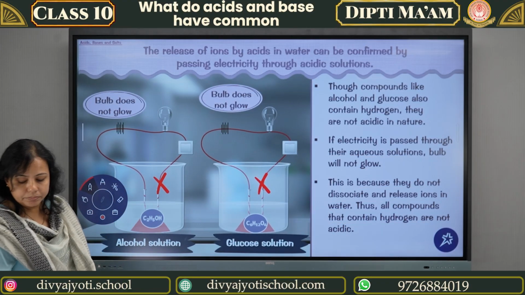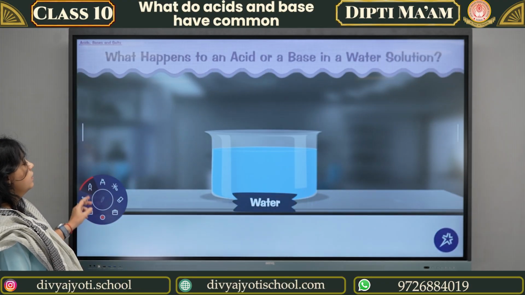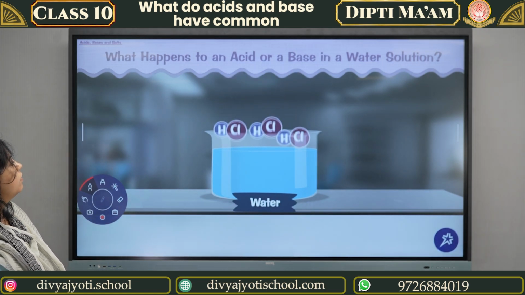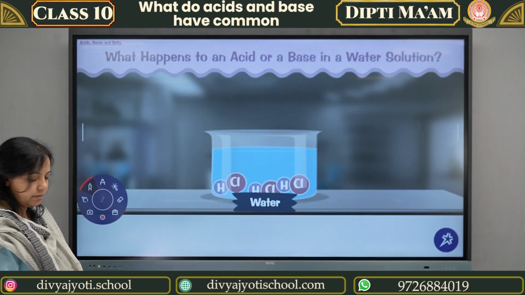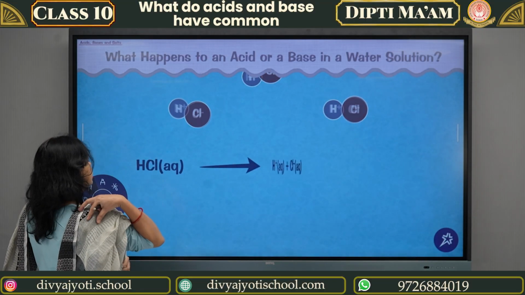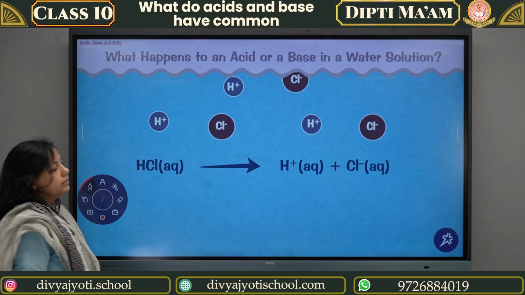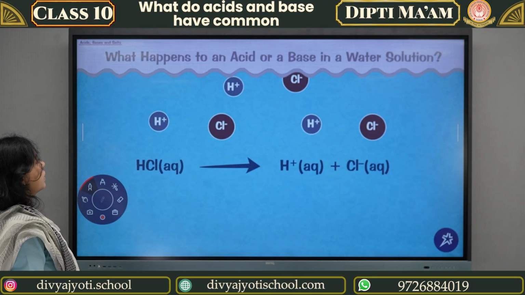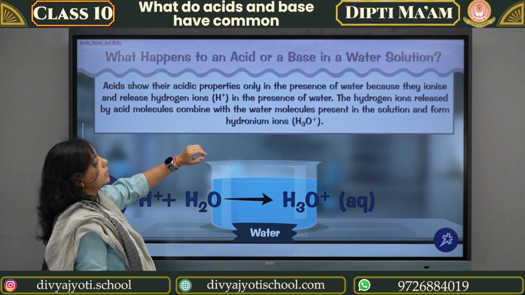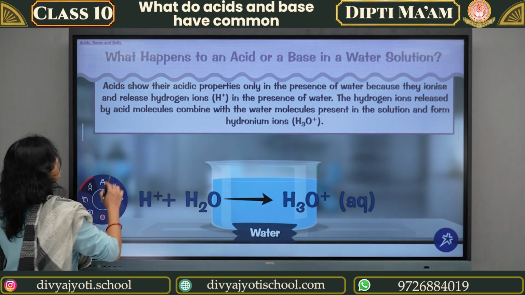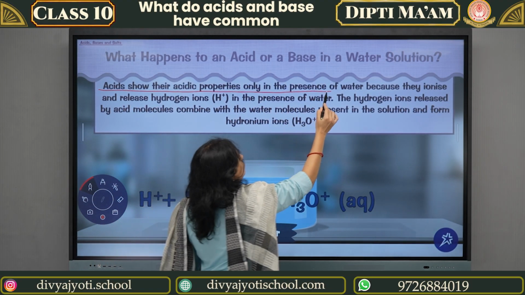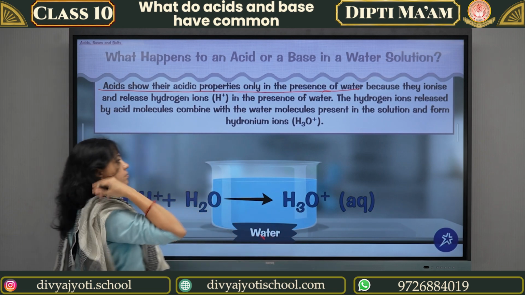Now the next thing. Here we can again take a beaker in which water is there. Now I will add HCl to it. After adding the HCl, you clearly observe the ionization of HCl, in which H plus and Cl minus ions are produced. And here, acids show their acidic properties only in the presence of water. This is your question: why do acids show their acidic property only in the presence of water? What is the main reason?